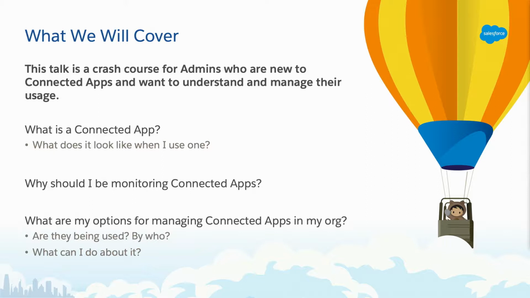So what we're going to cover today, we're going to go over what is a connected app. We're going to walk through what it looks like to use one as an end user. We're going to bridge into, as an admin, why you should be monitoring connected apps use in your org. And finally, we're going to talk about how to know what's going on, the details of connected apps being used in your org, and what you can do about it.